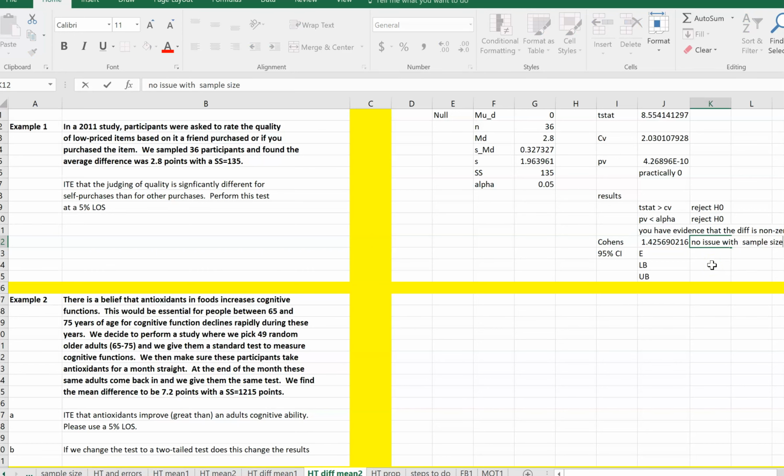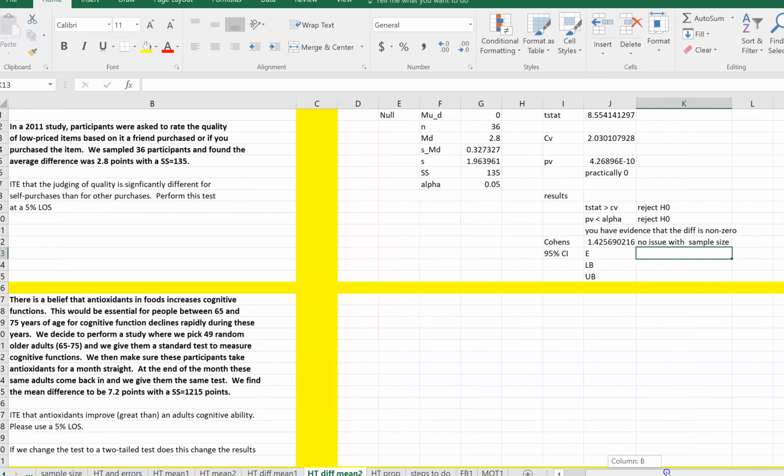It's always good to have an effect size that's large, to have a Cohen's d measure above 0.8. That means sample size did not influence your result. All right, let's talk about margin of error.